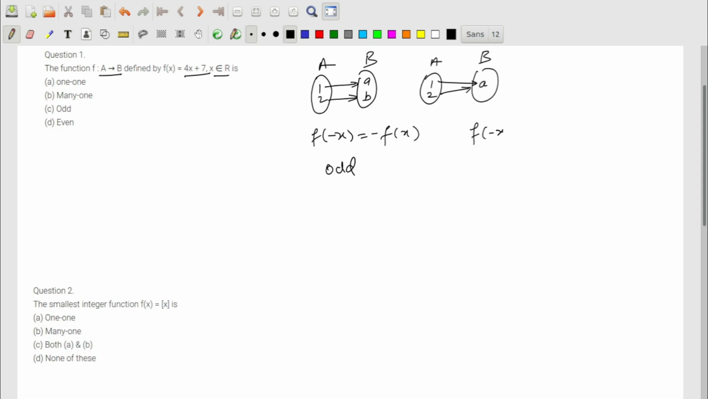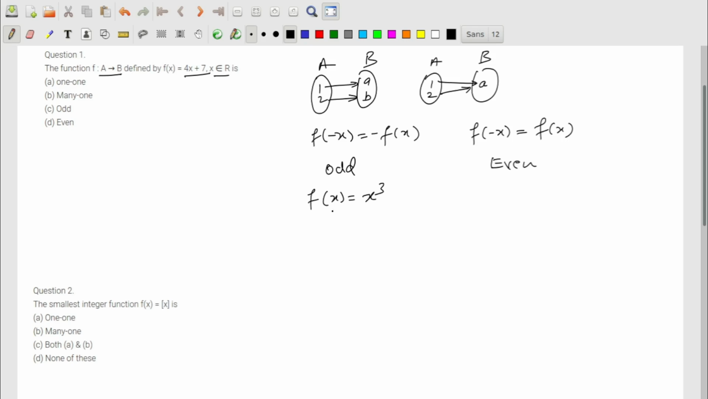If f of minus x is equal to f of x, then such functions are called even functions, right? So now we need to check whether this function is which one of these. If you want, let me give an example for this odd function. So if I take f of x is equal to x cube, okay, so this is the given function.